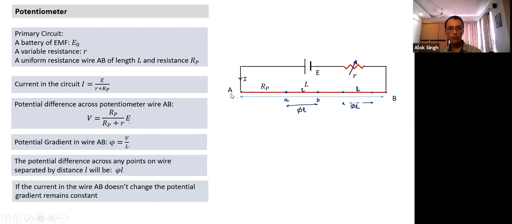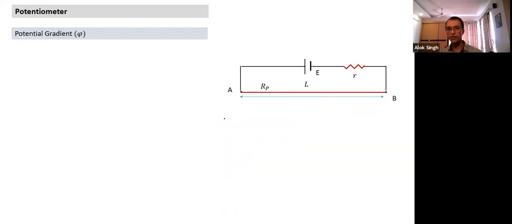These are very simple points, and some of you might think, what is there to explain? That's so simple. Okay, let's try and understand potential gradient in terms of some more examples. Suppose it is given that the resistance to which the battery is connected is half the resistance of the potentiometer wire. R is equal to Rp by 2.